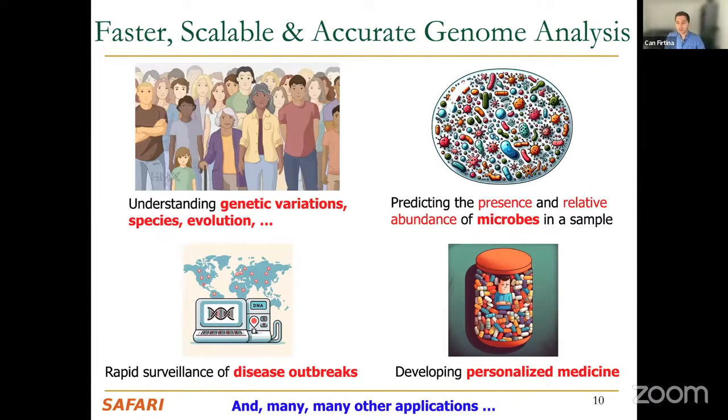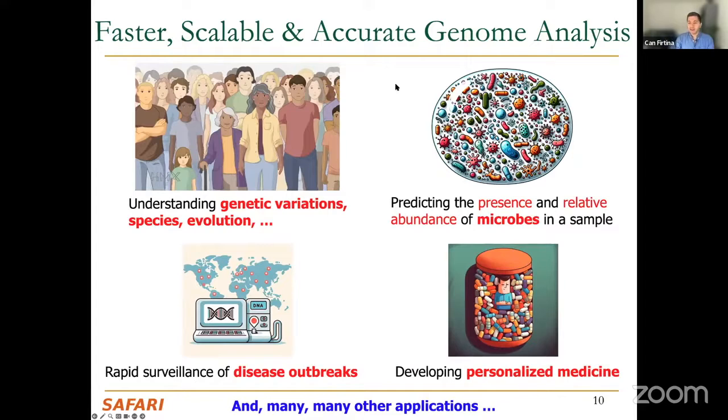For example, this type of analysis is needed to understand, let's say, genetic variations, species, and evolution in the population, right? So we really want to understand this variation so that we can understand, let's say, the life scope better, so that we can improve the quality of life by providing clever solutions to it.